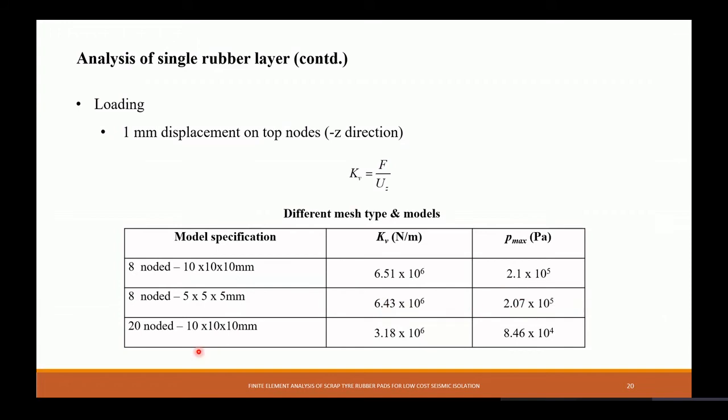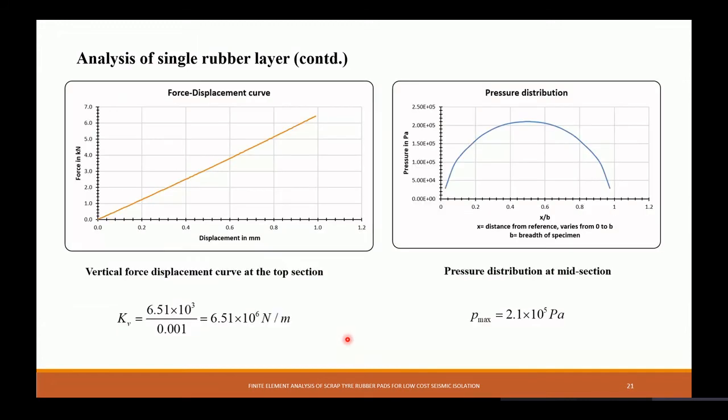But the 20 noded quadratic element gives a significantly reduced stiffness here, which is not appropriate, because the quadratic element does not perform that well with large deformation, and there is always some convergence issue unless it is properly validated.